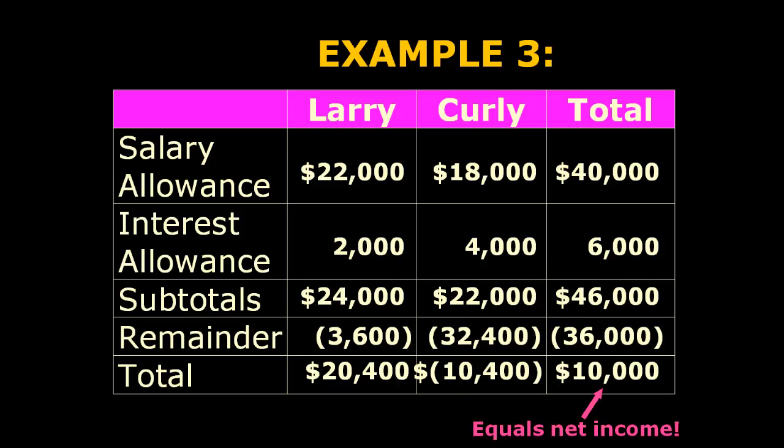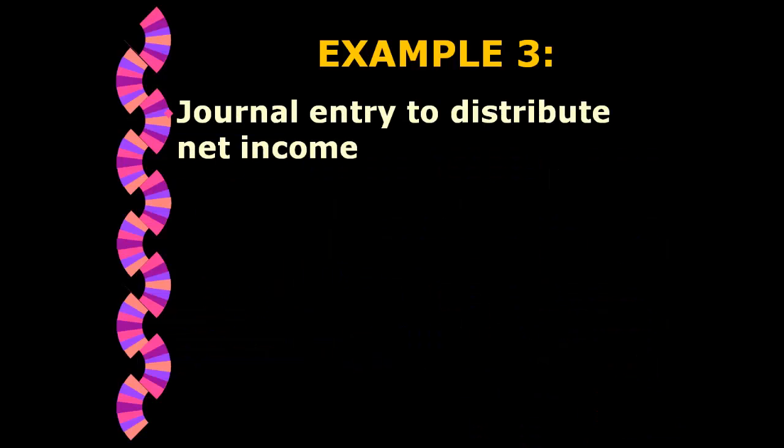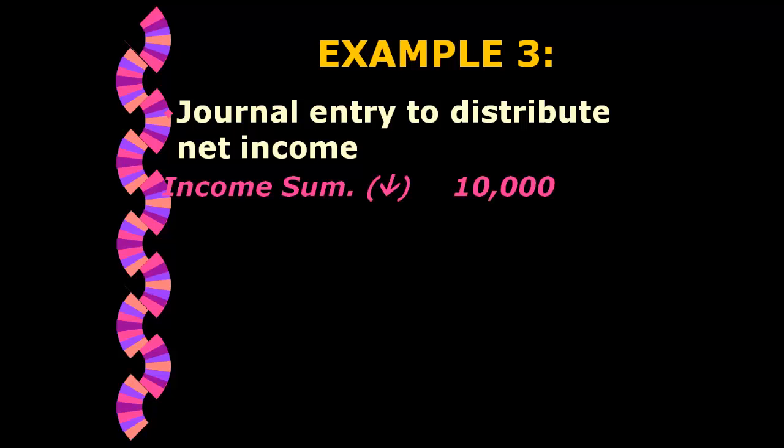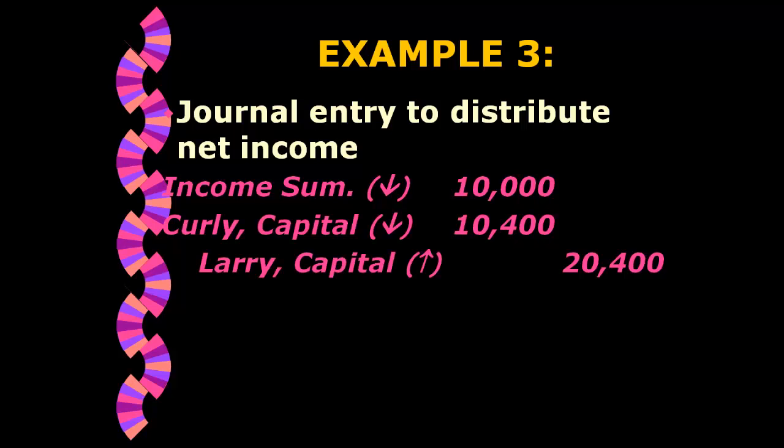To make my journal entry, I'm still going to debit income summary for $10,000. Larry's capital needs to increase by $20,400, so we will credit Larry's capital for $20,400. Curly's capital, however, needs to decrease, so we will debit Curly's capital for $10,400, which makes it go down. Notice that we do not have a negative number in the journal entry. Instead of having a negative credit, it becomes a positive debit. So we are debiting Curly's capital, which makes it go down. We're crediting Larry's capital, which makes it go up.